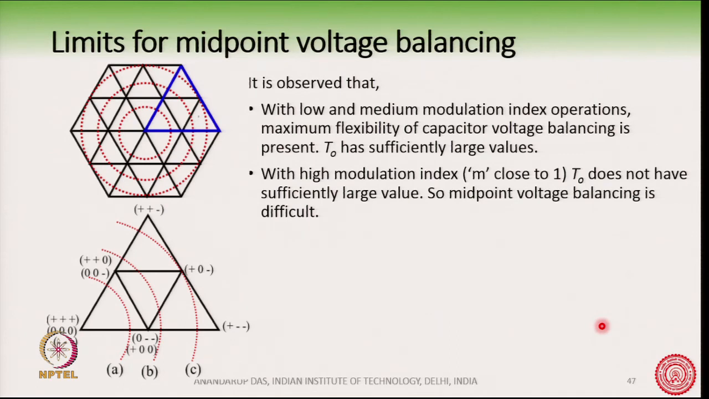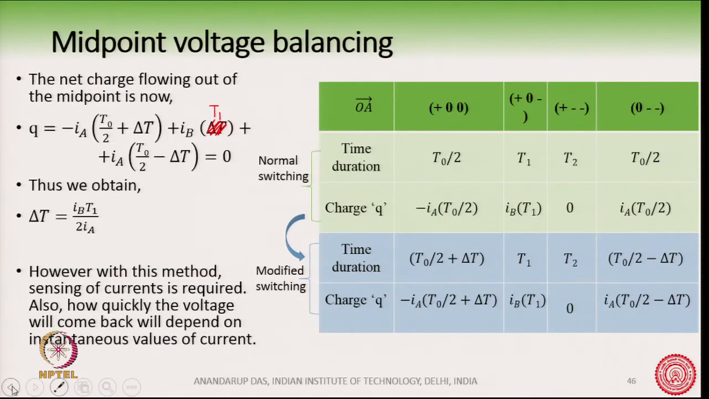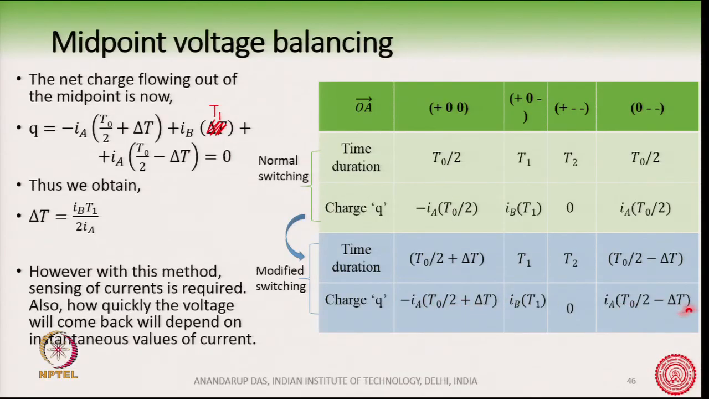Now, you see, this technique relies on one important factor, and that factor is that we have a sufficient amount of T 0 by 2 to play around with the delta t. If we have a sufficient amount of delta t available where we can play around, then we can apply this delta t. That means T 0 by 2 should be quite a good chunk of the total time period T s.